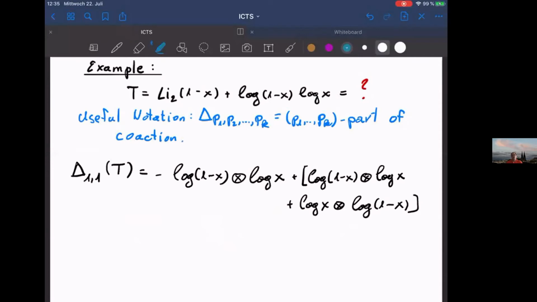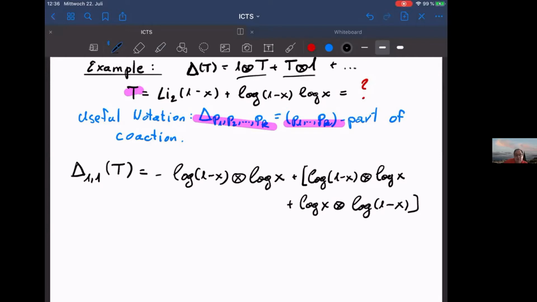So compute the coaction. Here I use a notation that is very common and very useful: the part of the coaction that has weight p1 in the first entry, weight p2 in the second entry, and so on, I denote by this. For example, T here has weight 2, and remember that the coaction would always have this structure: delta of T is 1 tensor T plus T tensor 1 plus something else. These two terms never carry any information, because those would be the terms that have weight 0 and weight 2, and weight 2 and weight 0. The piece that carries information is, of course, the piece where you have weight 1 in every slot, which I denote by delta 1,1. I just don't want to write down the others. That's the point.